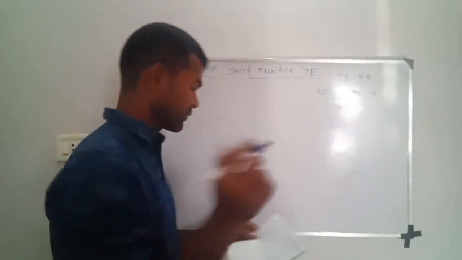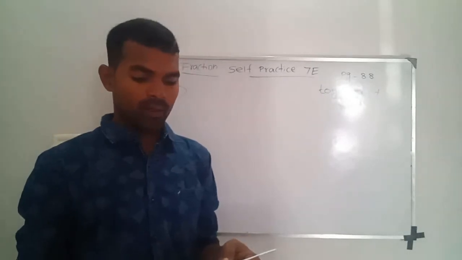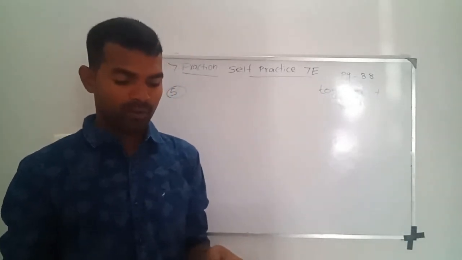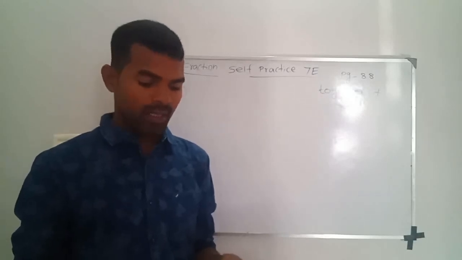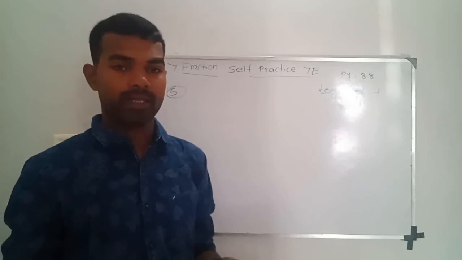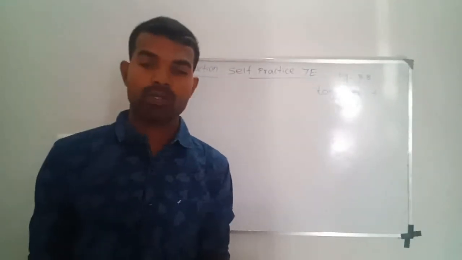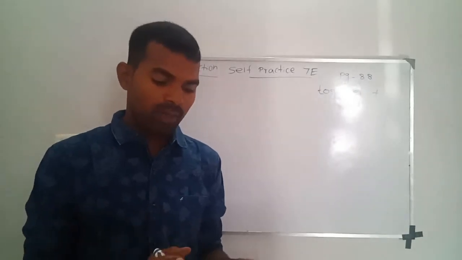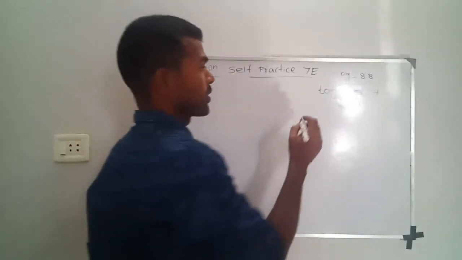Question number 5. Mother bought 2 chickens. One weighed 1 and 3 by 4 kilogram and the other 1 and 1 by 2 kilogram. How much did one weigh more than the other? Here, see the question. Mother is buying 2 chickens. Yes. So they are comparing here. How much did one weigh more than the other? More than.